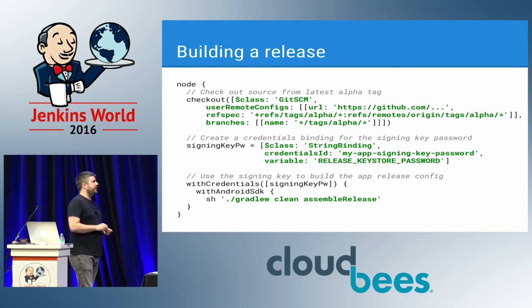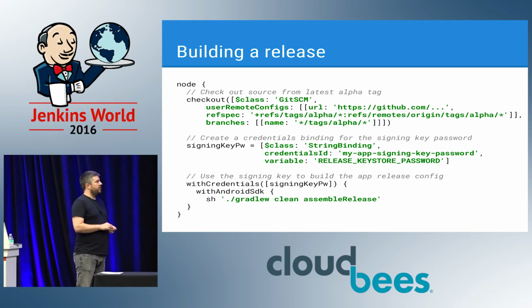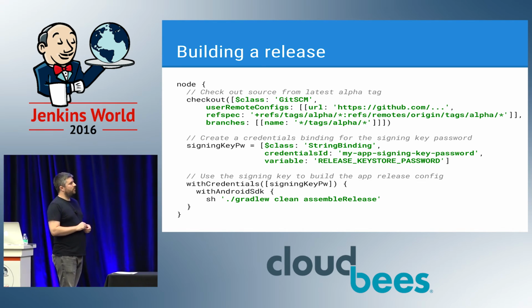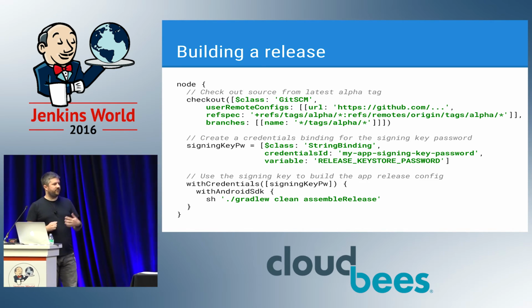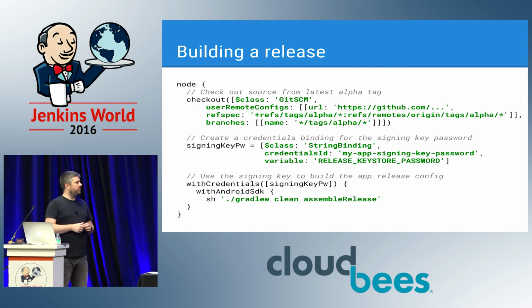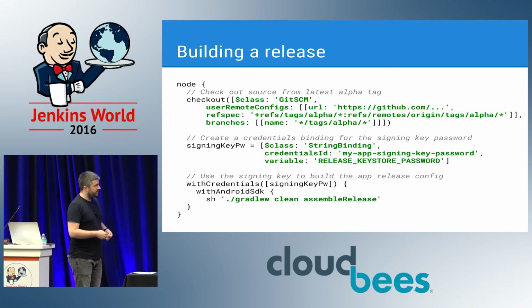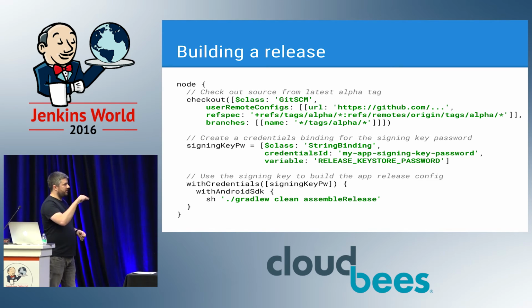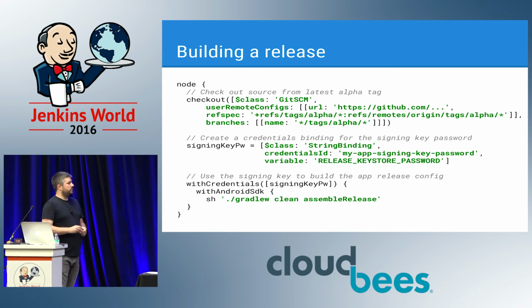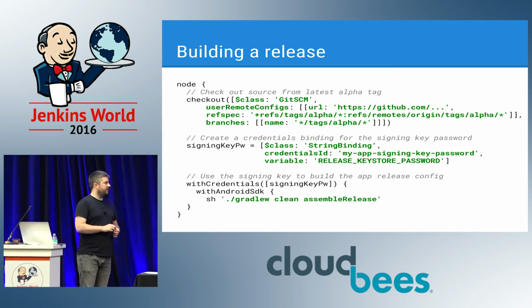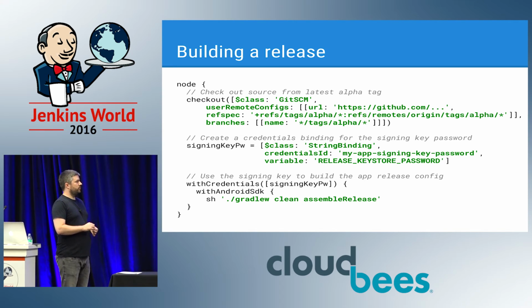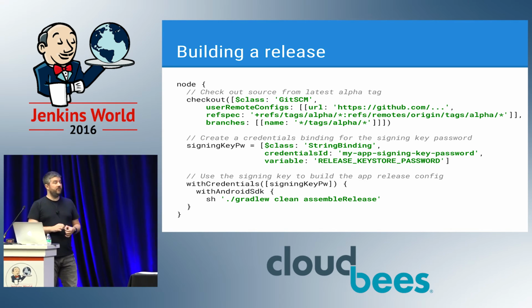And this is what it looks like in pipeline. So here, because I'm doing a slightly more complex git checkout, I can't just use the git keyword in pipeline. I'm using checkout. So I'm specifying this ref spec, which looks a bit cryptic, but it's basically saying I'm only interested in tags, specifically tags that start with alpha, and then a slash, and then this star, kind of a wildcard. And then I'm using the credentials binding plugin, like I mentioned, to store my key store password.